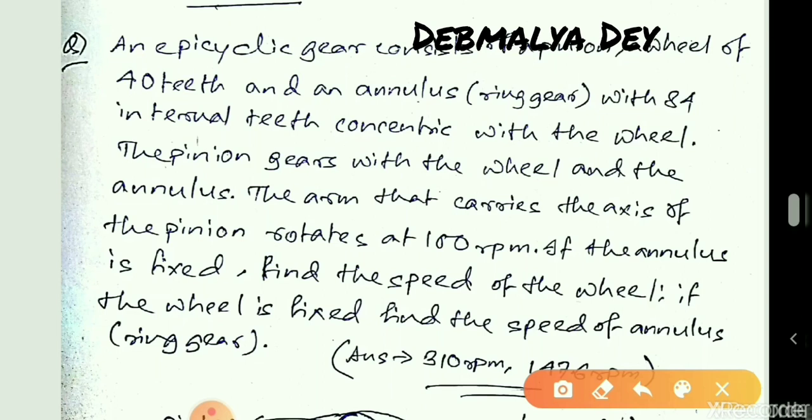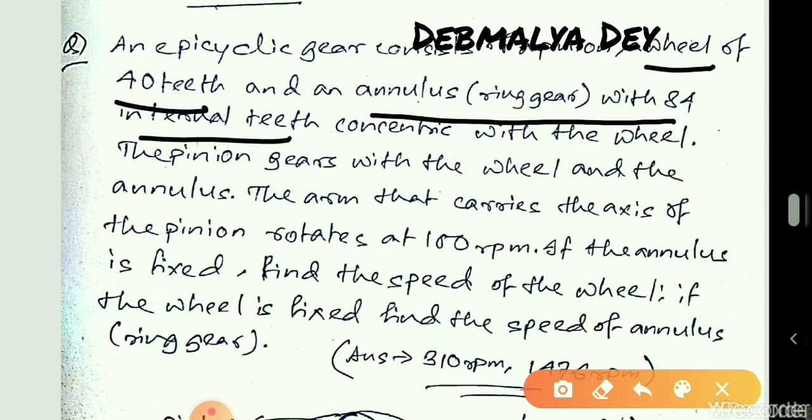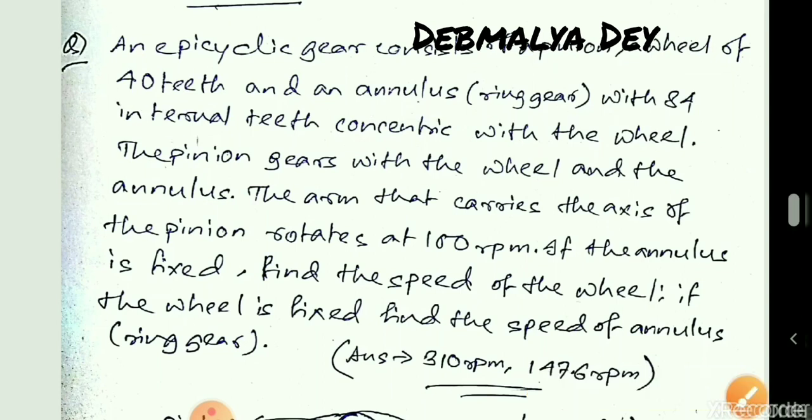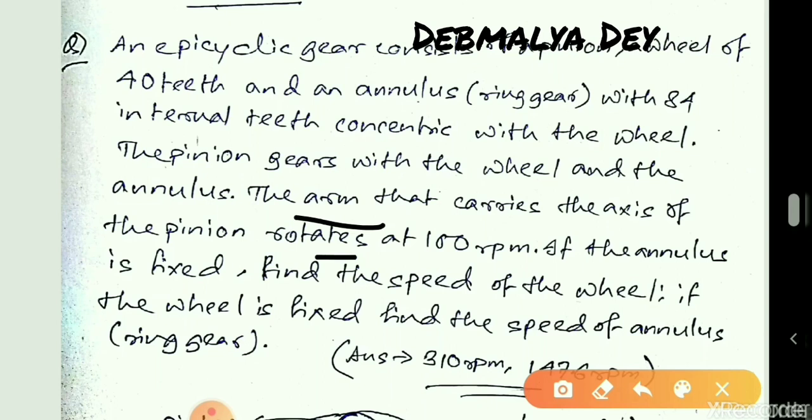So let's first see what data is given in the sum. First, a wheel of 40 teeth. So the number of teeth of the wheel, the sun gear, is given. The annulus, the ring gear, with 84 teeth. So the number of teeth for the ring gear is given. Again, the arm rotates at 100 rpm. The rpm of the arm is given.